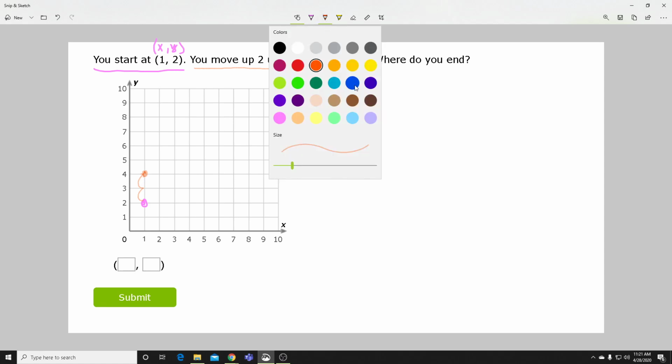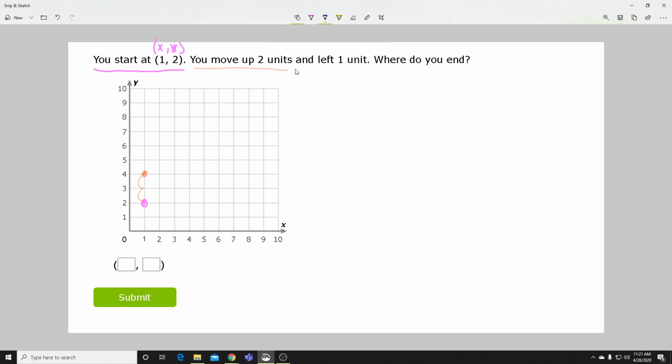But we're not done. We have one more step, because then we're moving to the left by 1 unit. So we're moving over here. So your final point is going to be when, let's see, x is 0, because it's on the y-axis, and y is equal to 4. So we're going to put 0 and 4.